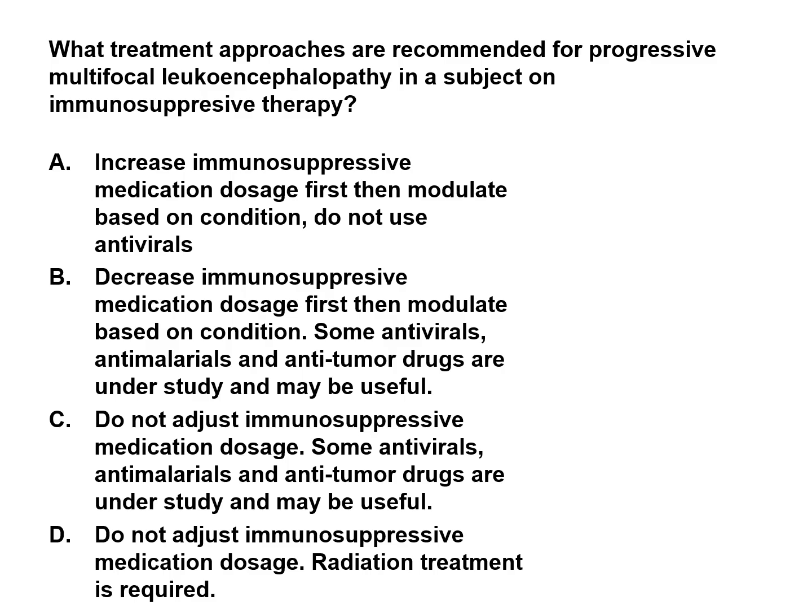So I'll give you a moment to think about this question. I think we went over this concept a little bit with the BK virus. So what do you think are treatment approaches that are recommended for PML in somebody who is on immunosuppressive therapy? Would you A, increase immunosuppressive medication dosage first and then modulate based on the condition without using antivirals? Or B, you would decrease the doses of your immunosuppressive medication and then modulate.